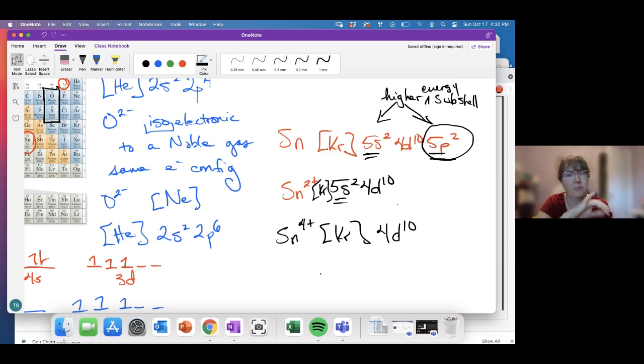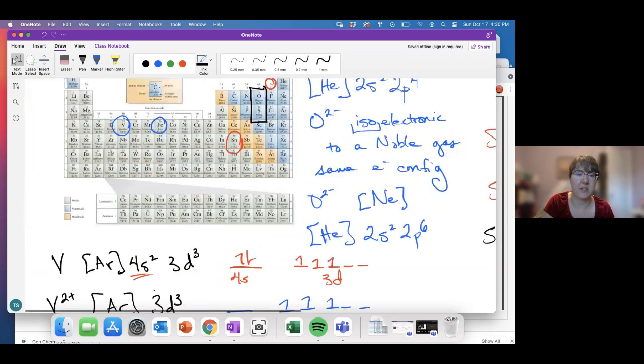But no, it's an excellent question. So trying to debate between subshells, pick the higher subshell. Excellent question. Other things so far? Nope, so that was the only question so far. Okay, sounds good.